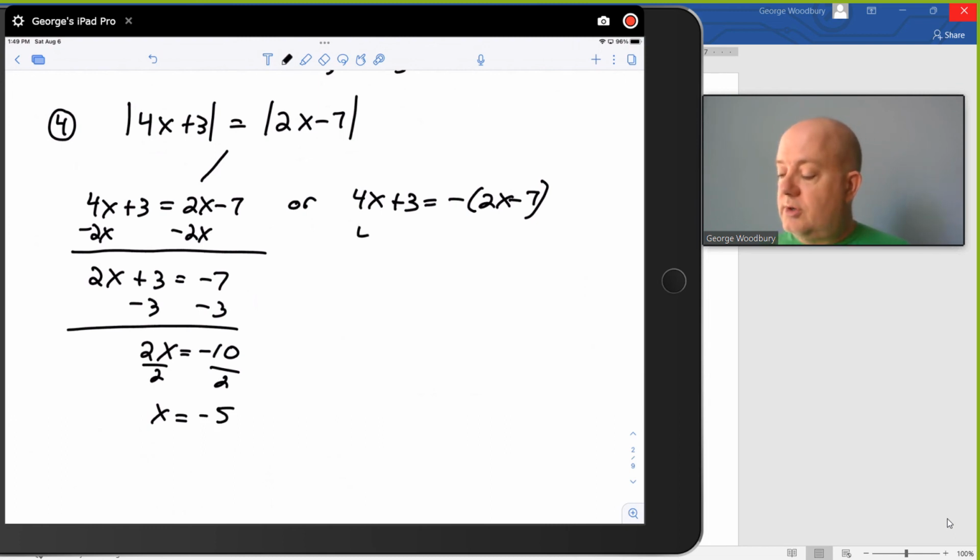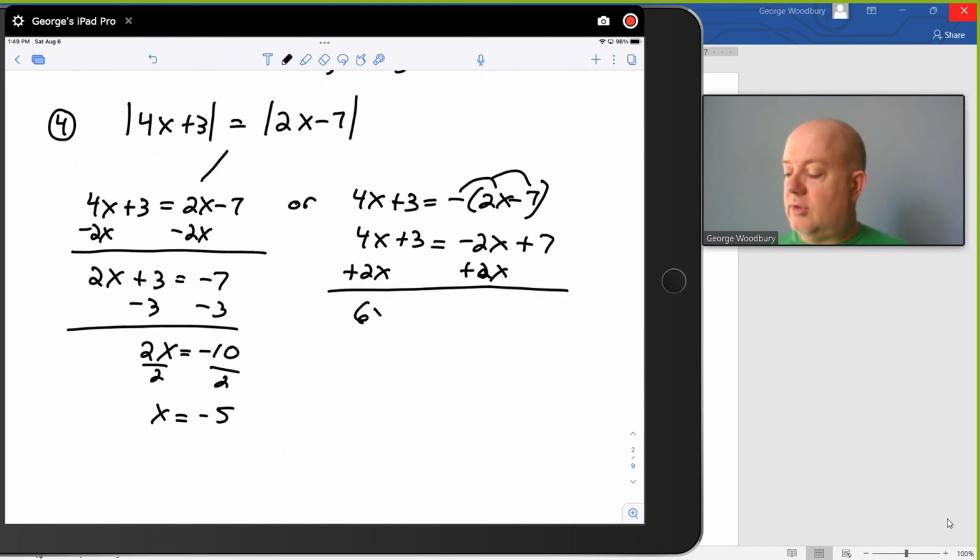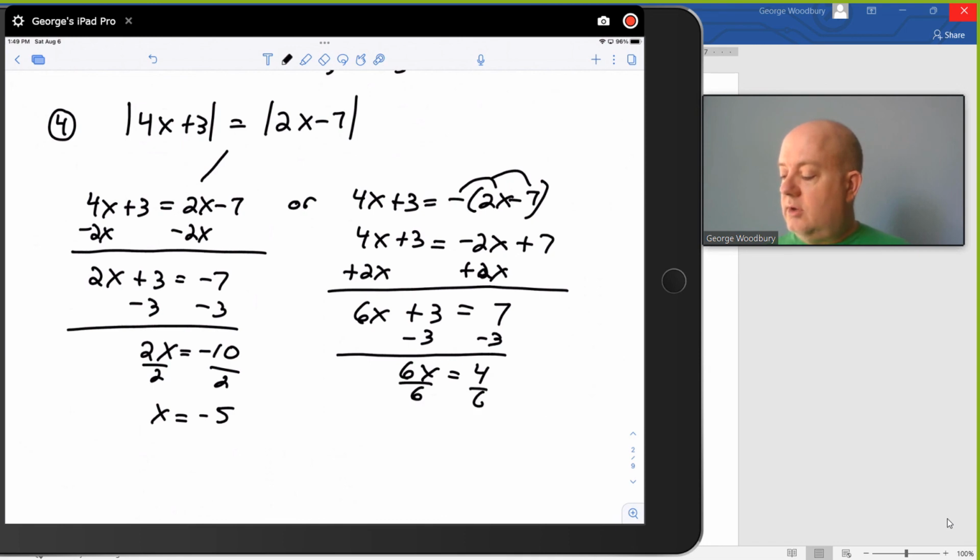For the other equation, distribute through that negative sign, and we have 4x plus 3 equals negative 2x plus 7. Add 2x to both sides to collect the variable terms on the left, giving us 6x plus 3 equals 7. Subtract 3 from both sides to isolate the variable term. 6x equals 4. Divide through by 6 to solve for x. By the way, 6 doesn't go into 4 evenly, but we know that we can simplify that fraction by dividing out a common factor of 2. x equals 2/3.